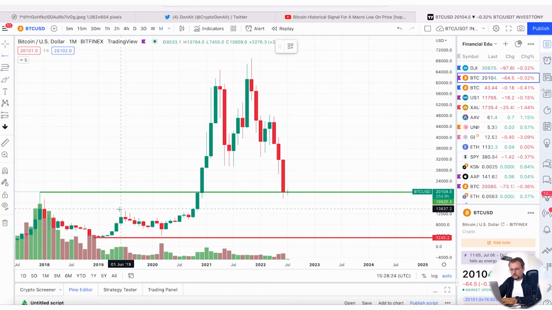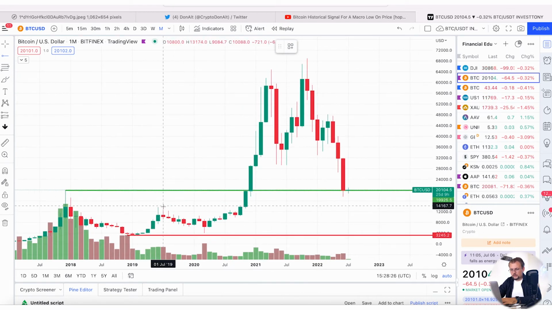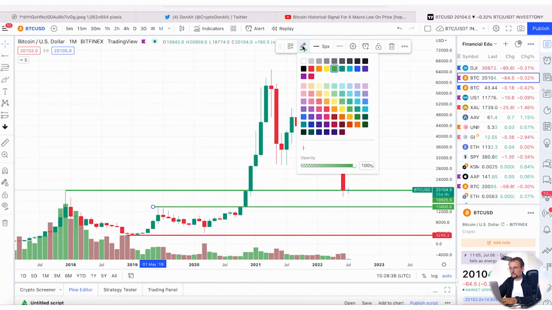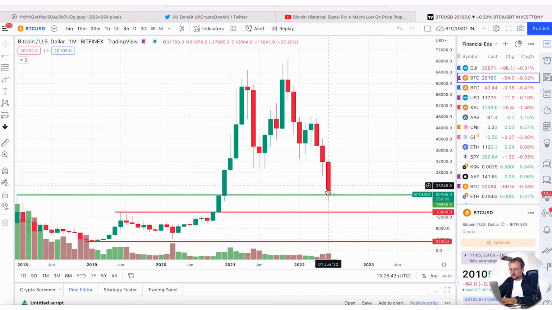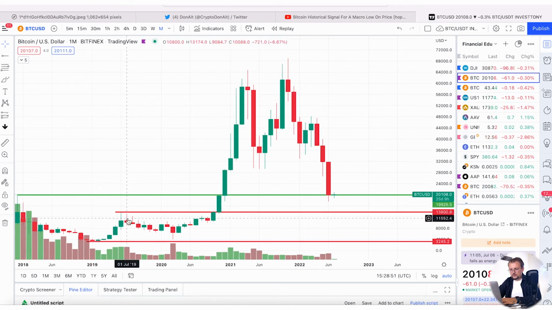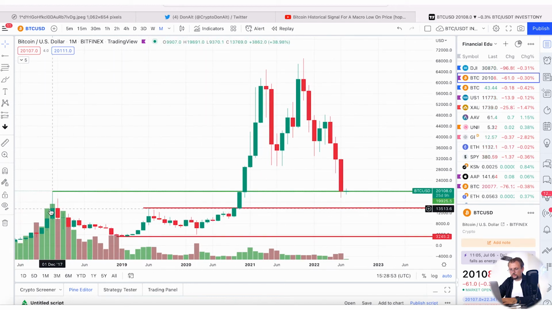Now let's draw another line. Clearly we can see another high which we cannot disregard. It was in June 2019, and that was around 13,764. We just draw another line here, and we can expect if Bitcoin drops from the current level, it will probably try to touch this level of 13,700. Why? Because it's another significant level on the chart.